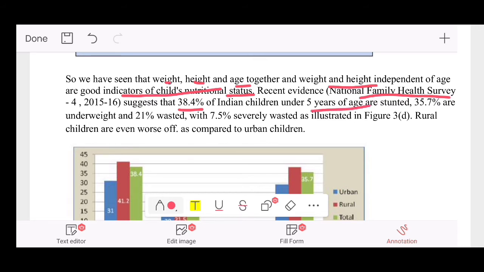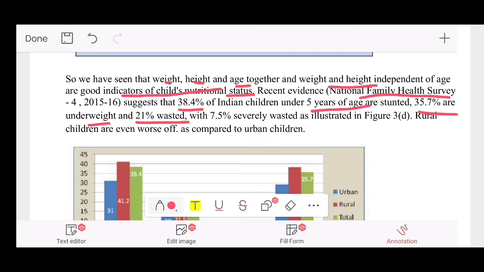Recent evidence from the National Family Health Survey suggests that 38.4% of Indian children under 5 years of age are stunted, which means short height. 35.7% are underweight and 21% wasted, which means the weight is not proper according to their height. So these are the findings of the National Family Health Survey.